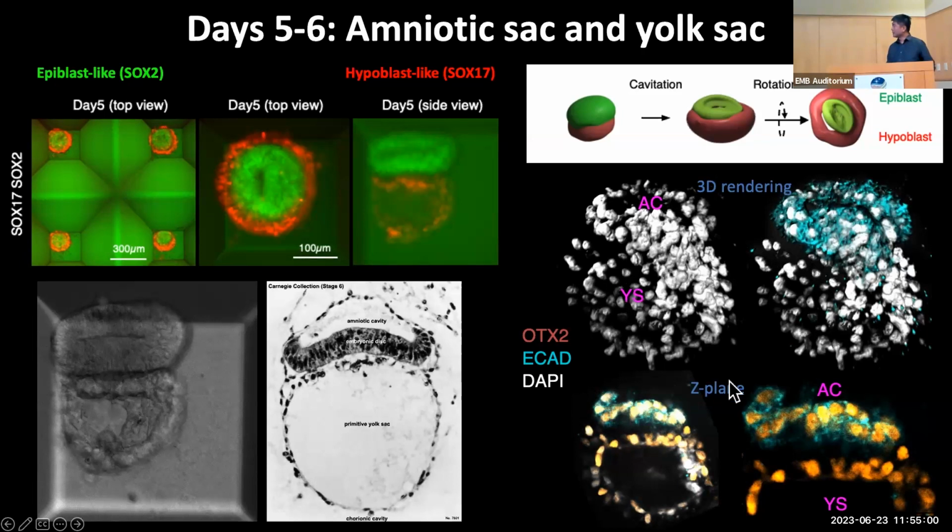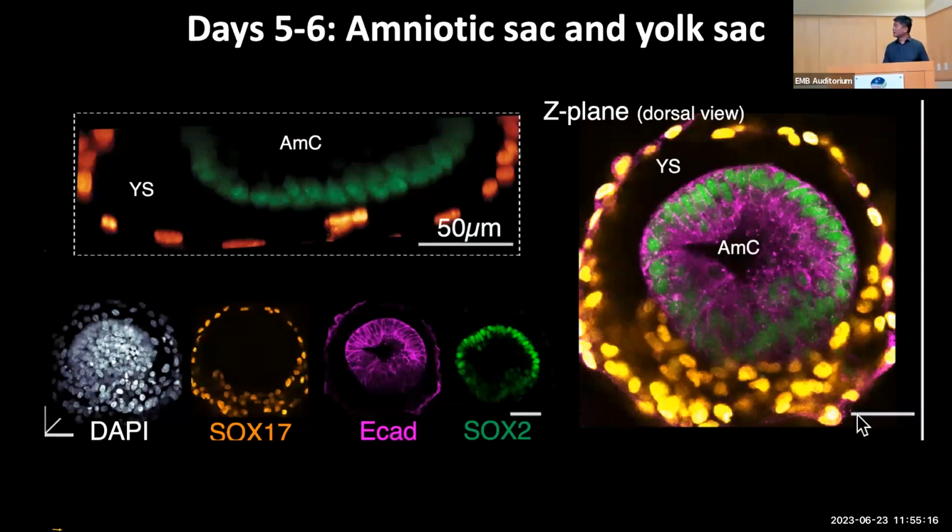And here, with a different marker, OTX2 is expressed in both the epiblast and the primitive endoderm, the hypoblast. We can see they properly express this. And E-cadherin is only expressed in the epiblast, but not the hypoblast. So as you can clearly see from this image, and here again are different views of this from the top view.